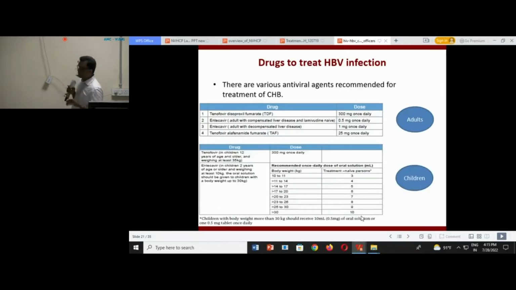So how to treat? What are the drugs available? Just keep an eye on the adult population. We have so many drugs, but in the last 10 years, these are the main drugs: tenofovir and entecavir. Tenofovir has been used in HIV for a long time with a good safety profile. It is given at 300 milligrams once daily. Entecavir is given at 0.5 milligrams. Both these drugs are available and being given in our hospital.